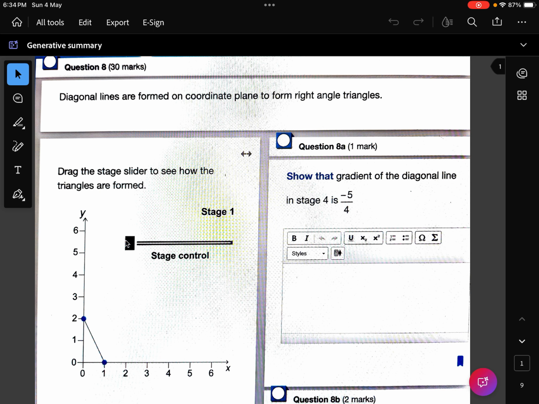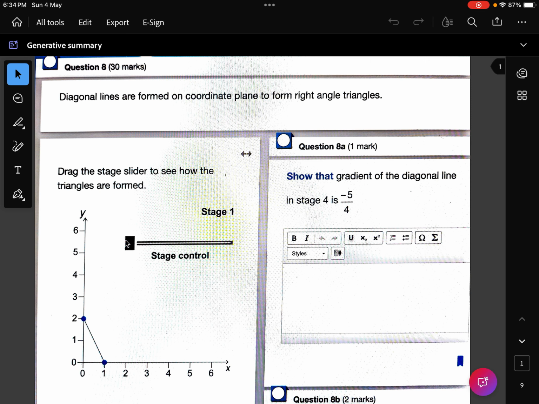Today we're going to be looking at another Criterion B question. This was taken from the May 2024 Extended Maths MYP paper. This was a request from one of my viewers who hoped that I could go through this question.